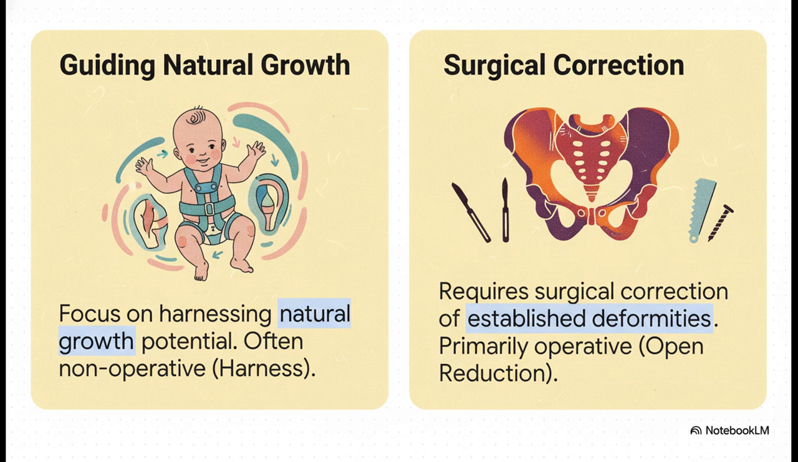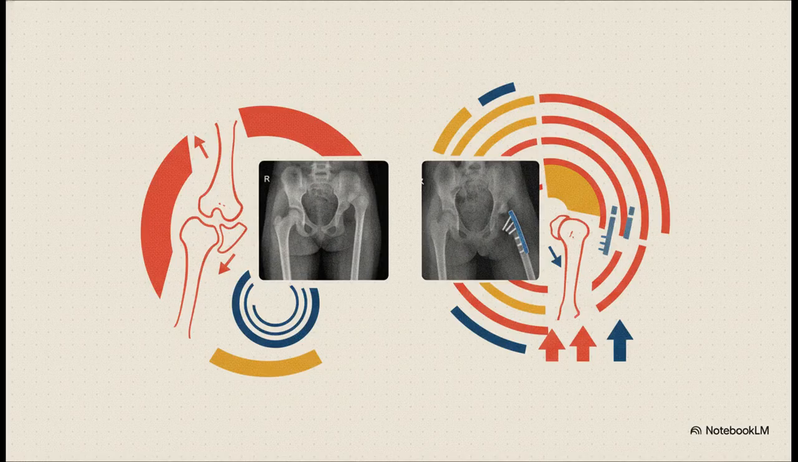The socket's shallow, the femur might be twisted. We can't just guide anymore. We have to actively go in and surgically fix the anatomy. It's a total switch from non-operative to operative thinking. And this is what that looks like.